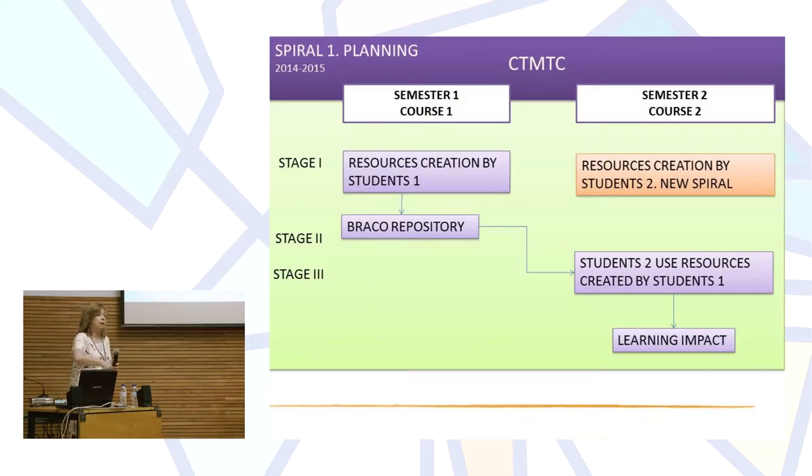With respect to the general research, the idea is that during a semester, a group of students, during the development of the teamwork process, create resources. These resources are stored in the Braco repository. The next semester, other students in a new course also create new resources, and these students, we call them students two, are using the resources created by the previous students. We call this a knowledge spiral, and in some phase of this spiral, the students create new resources and also use the previous resources created by other students. We want to prove that this is good and produces a very good learning impact.